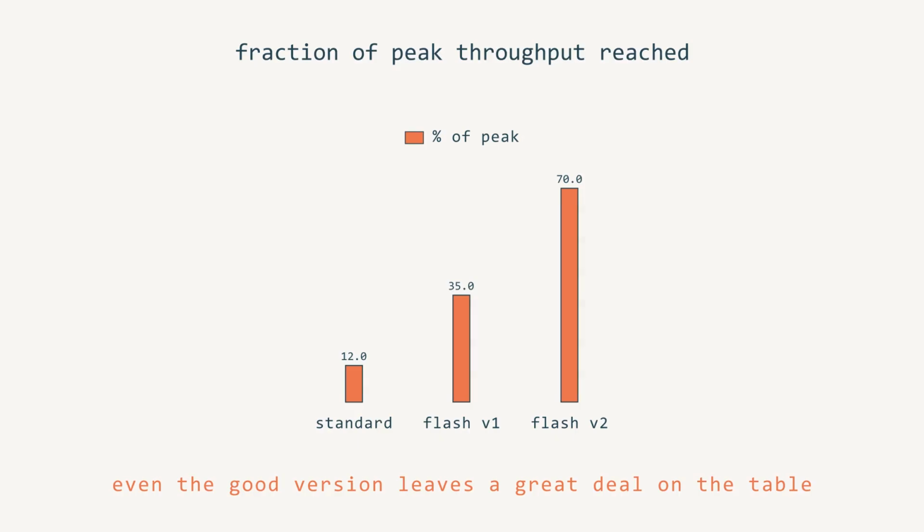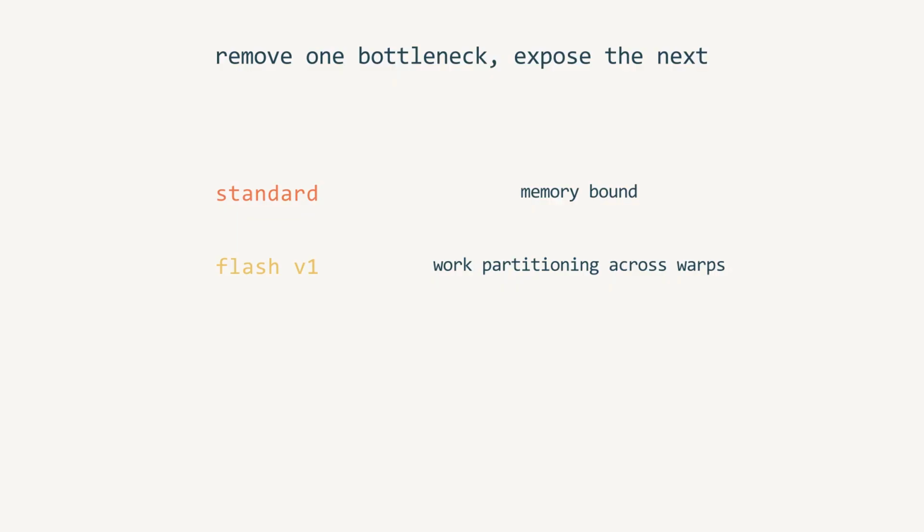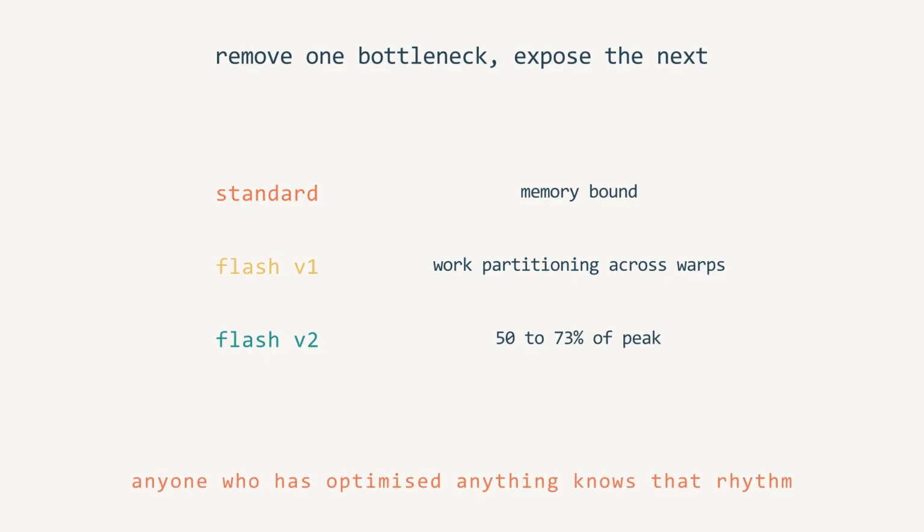Why there's a flash attention 2 at all. Version 1 reached only 25 to 40% of the machine's theoretical peak throughput. Fix the memory traffic and you become compute-bound, and then the next bottleneck surfaces, which turned out to be how work is partitioned across thread blocks and warps. Version 2 rebalances that and reaches 50 to 73%, roughly twice as fast again. Remove one bottleneck, expose the next. Anyone who has optimized anything knows that rhythm.